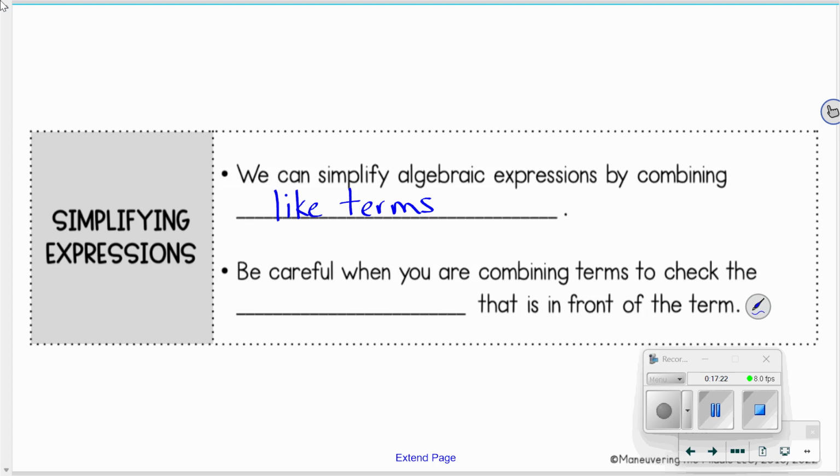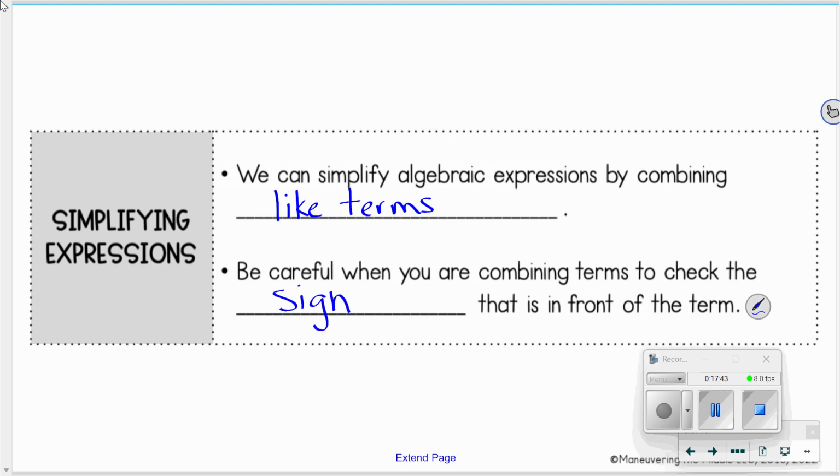Coefficient. No. Variable. No. Power. The operator? You choose the closest so far. Number. Operator. Operation. Coefficient. There it is. The sign.